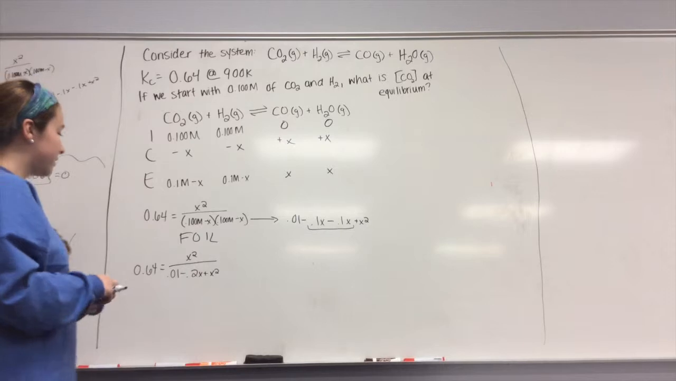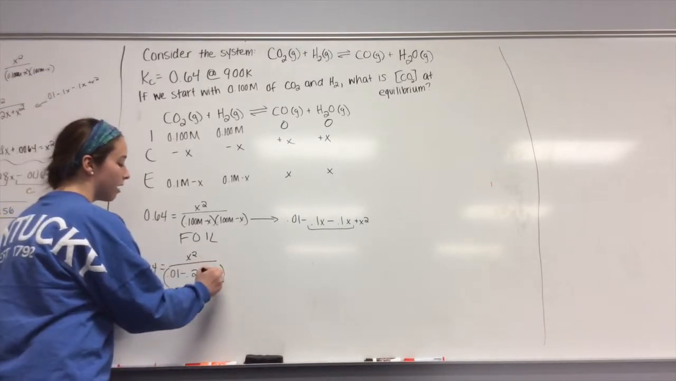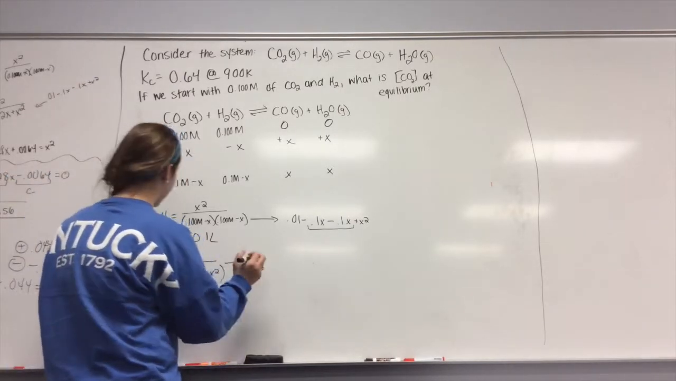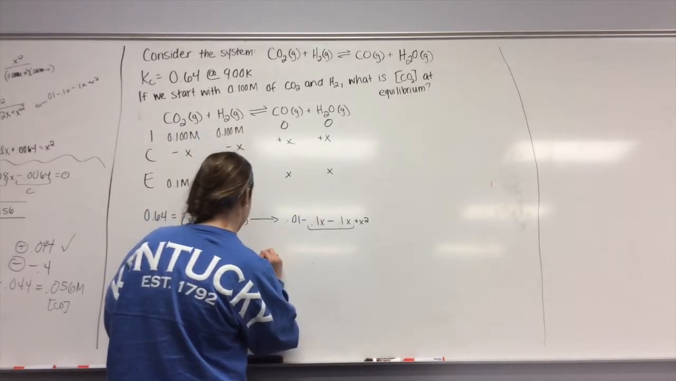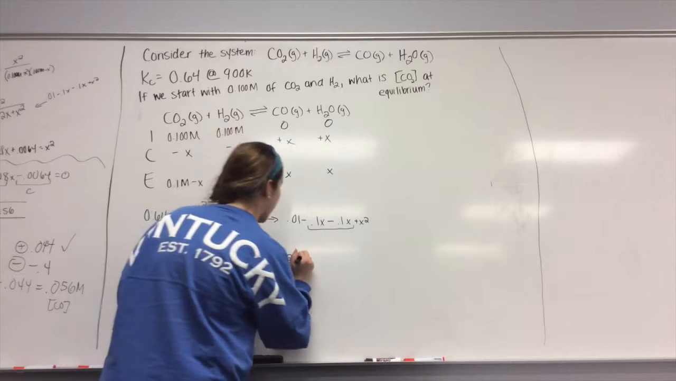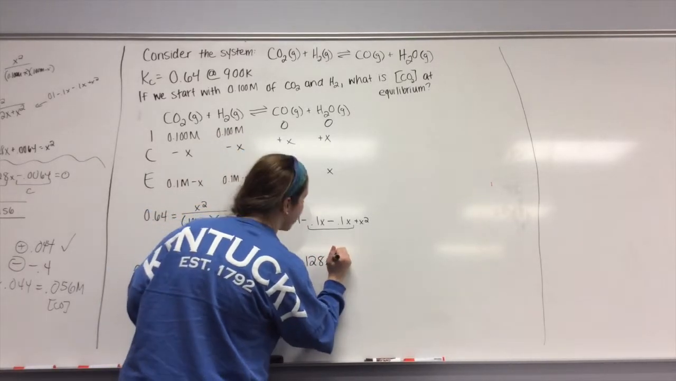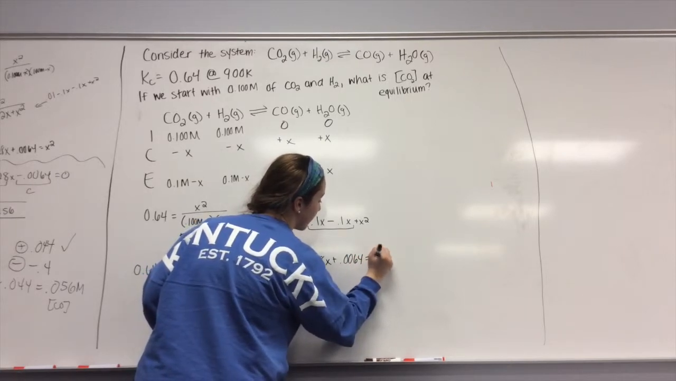The next step in simplifying this fraction is by multiplying both sides by this denominator. And when we multiply both sides, we get 0.64 x squared minus 0.128x plus 0.0064 is equal to x squared.